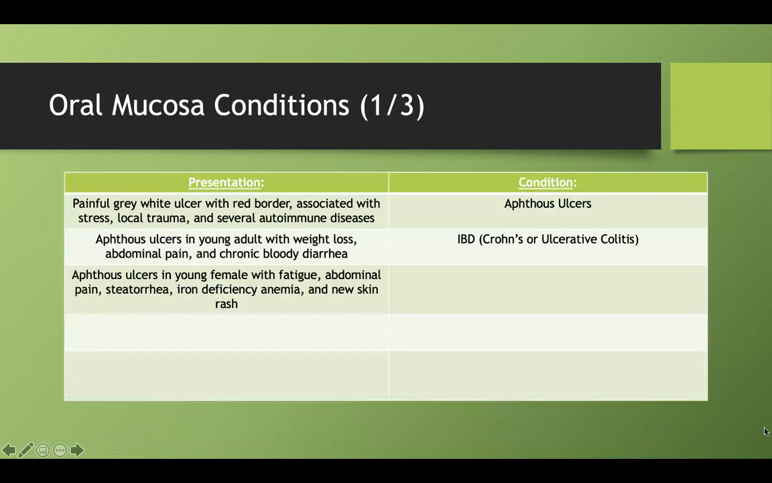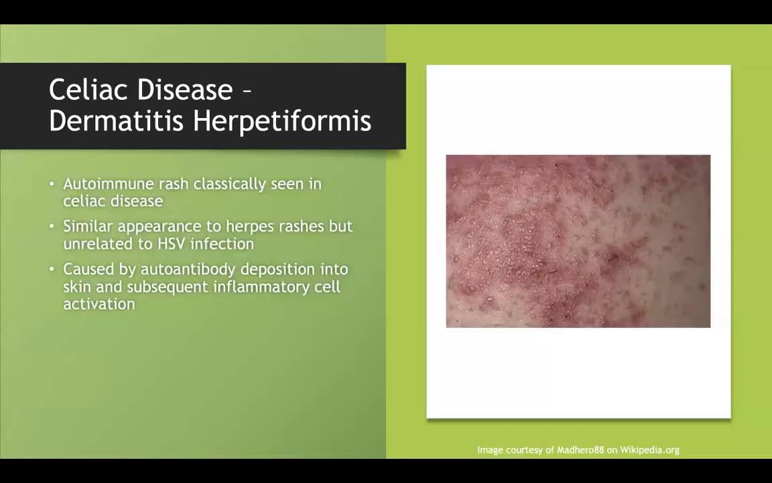Okay? How about if you found cold sore or canker sores in a young female with fatigue, abdominal pain, steatorrhea, which just means fat in the stool, often caused by fat malabsorption, iron deficiency anemia, and a new skin rash. So what's going on there? That's celiac disease, which again, I talk about in great detail in the small intestine lecture.